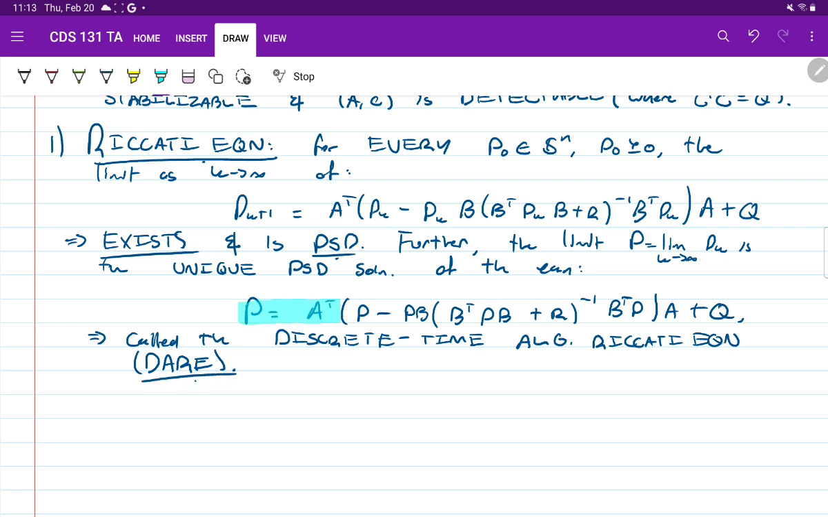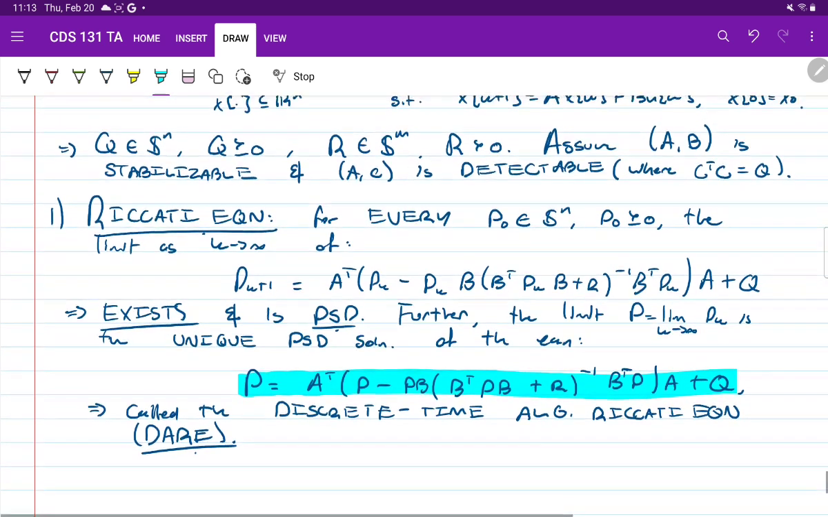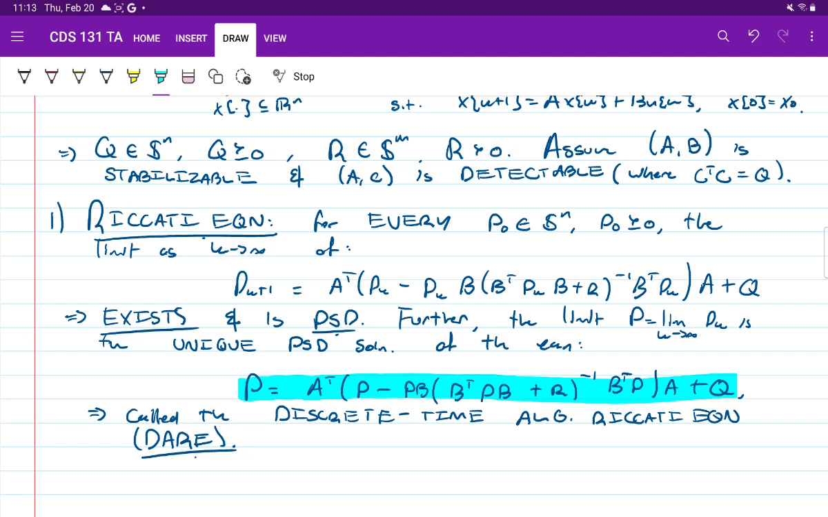So what we're saying is, under the conditions of stabilizability and detectability, this Riccati recurrence, which we defined earlier, actually converges as k goes to infinity. Its limit is going to be positive semi-definite, and further, its limit is going to be the unique PSD solution of this discrete time algebraic Riccati equation, where now, instead of a recurrence, we just have this fixed point equation.